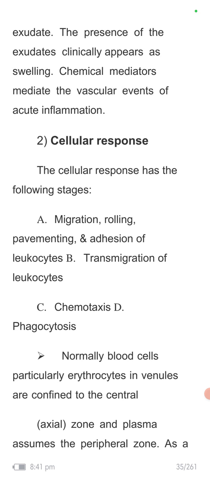The cellular response has the following stages: migration, rolling, pavementing, and adhesion of leukocytes, transmigration of leukocytes, chemotaxis, and phagocytosis. Normally, the blood cells, particularly the erythrocytes in the venules, are confined to the central zone and the plasma assumes the peripheral zone.